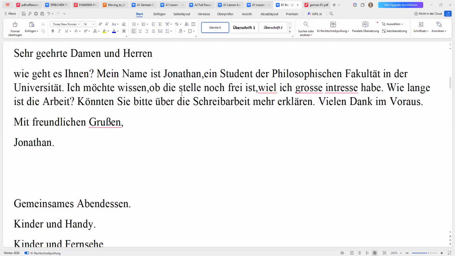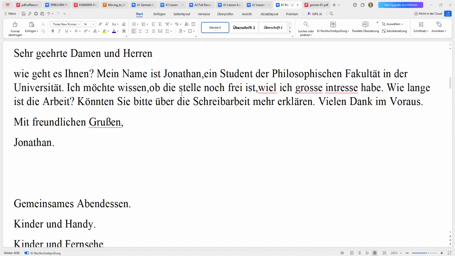Can someone start from B1? You can't start from B1. You must start from A1. Starting from B1 is like starting to build a house from the roof without the foundation. A1 is the foundation, A2 is the foundation. So you can't skip and start from B1.